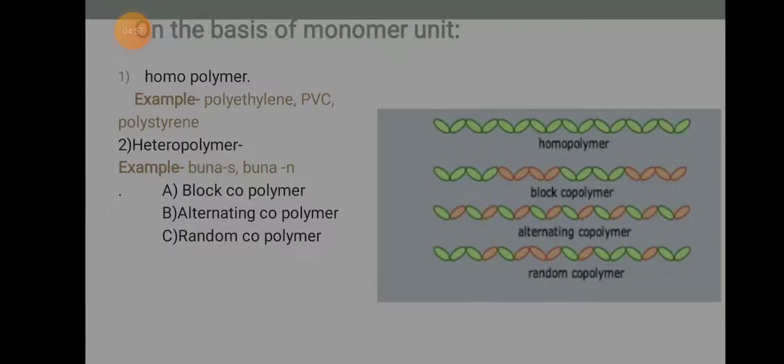What do you mean by block copolymer? You can see the structure in the picture, and from that you can easily understand. Alternating copolymer obviously means two different structural units arranged in an alternating way, and random means they arrange randomly. And block copolymer means two different types of structure are there, and they are arranged in blocks in such a way; this is called the block copolymer.